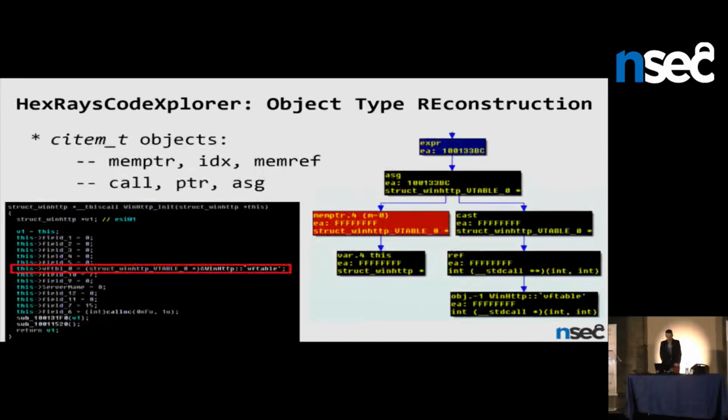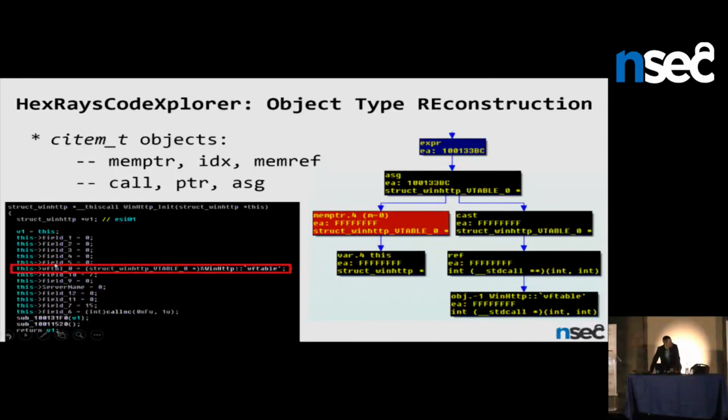As shown here, for instance, to be able to reconstruct, we need to pay attention to some specific nodes of the C-tree. These nodes are memptr, idx, memref, call, ptr, and assignment. For instance, memptr is a dereferencing pointer with a specific offset. Idx is using an index to address a specific element in the array. Memref is a reference to a memory, and so on.